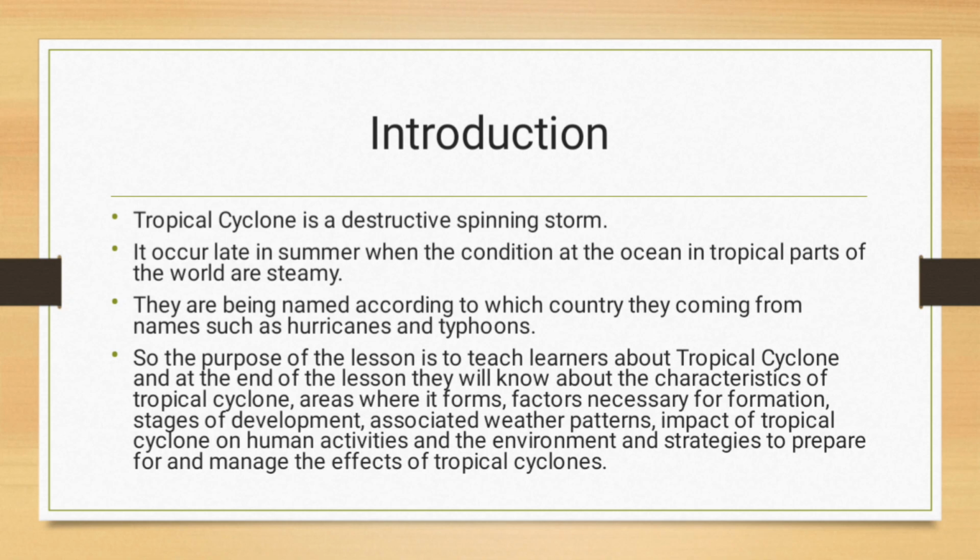So the tropical cyclone is a destructive spinning storm. It occurs late in summer when the conditions at the ocean in the tropical part of the world are steamy, because in the southern hemisphere the oceans normally become warm by the summer season. They are named according to which country they are coming from, with names such as hurricanes and typhoons.